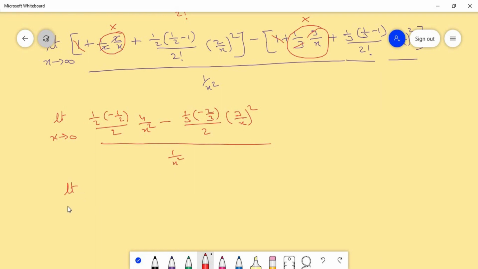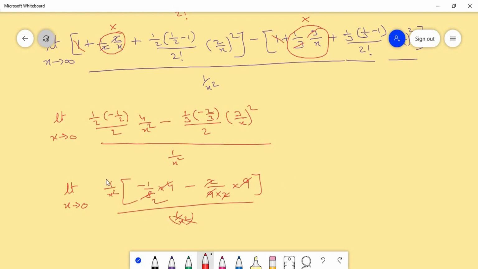Then limit x tends to 0. Take 1 by x square outside and both get cancelled here. Take 1 by x square outside, then the remaining is minus 1 by 8 into 4 minus 2 by 9 into 2 into 9. The 9s are both cancelled. Here 4 is 2 times, here 2 will cancel. Then 1 by x square remains.